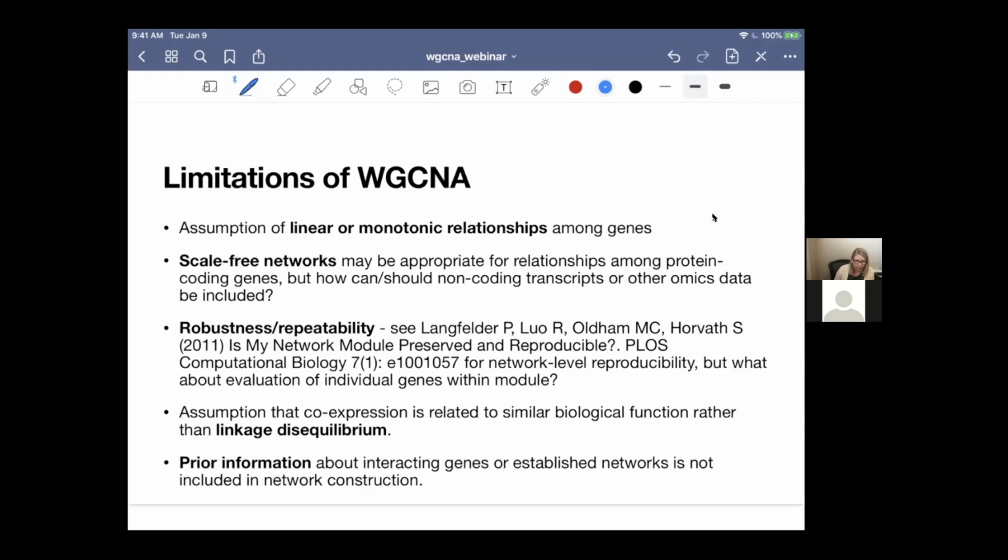One of the big concerns, especially with rodent models, where there are long stretches of linkage disequilibrium, is that sometimes our co-expression is due to the fact that both genes are near each other and associated with different SNPs that are in linkage disequilibrium rather than representing a true biological function similarity. And then finally, both a benefit and a disadvantage of co-expression analysis is that we don't include any prior information. So we don't include some things that we already know into the models to help make those models a little stronger.